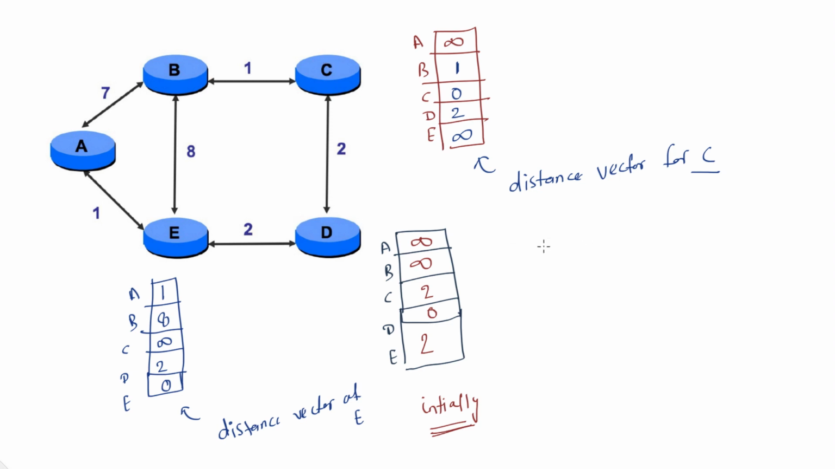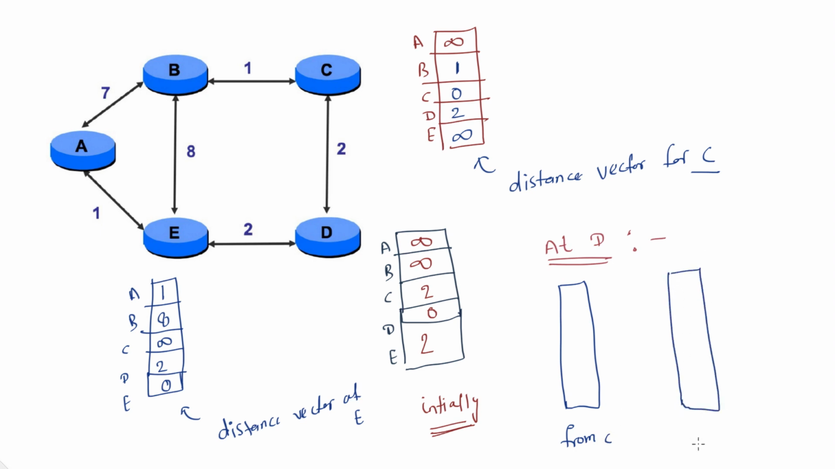So from D's perspective only, let's suppose I am at D. I will be getting information from what nodes? From C. So I will be getting one vector from C, and another vector that I am getting from, let's suppose, E. So what is the vector that I will be getting from C? This is the vector: infinity, 1, 0, 2, infinity. And then from E, I will be getting 1, 8, infinity, 2, and 0. So this is A, B, C, D, E.